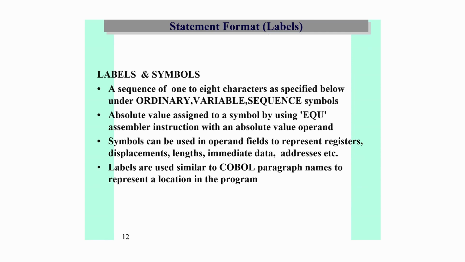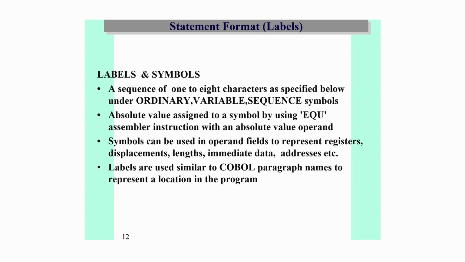Whatever symbols we define in a normal assembler statement are called ordinary symbols. These are similar to the paragraph names and the variable names, right? So they are very similar to COBOL. Don't go deep about this. Here, whatever symbol we are using is called an ordinary symbol. The variable and sequence symbols are used in macro language. That we will see later.